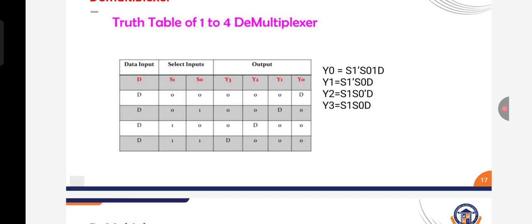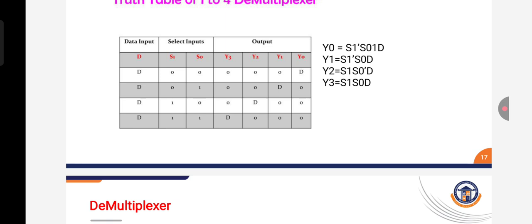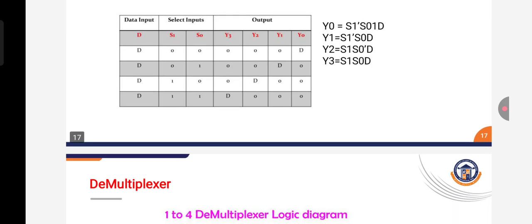Next, the truth table of the 1x4 demultiplexer. The data input is always D. When the selection input is 0 0, the output Y0 is equal to D. Next, when S1 S0 is 0 1 and the input is D, the corresponding output Y1 is equal to D. Next, when S1 S0 is 1 0 and the data input is D, the output Y2 is equal to D. When S1 S0 is 1 1, the data input is D and the Y3 line is equal to D.